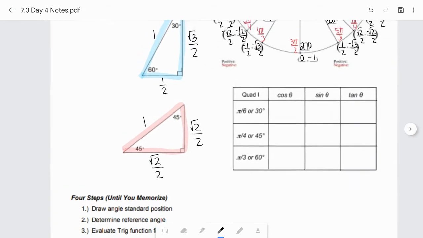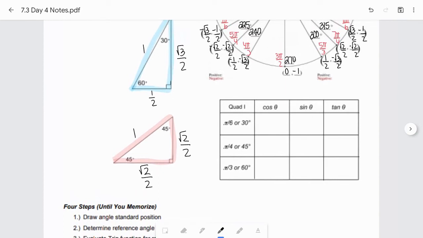Okay, so we're just going to fill out this chart, and this chart will really come in handy. You will memorize it, but until then, make sure that you are continuously flipping back to this table. So when we are in quadrant 1 and we're at pi over 6 or 30 degrees, cosine of theta is going to be root 3 over 2. Sine of theta is 1/2.